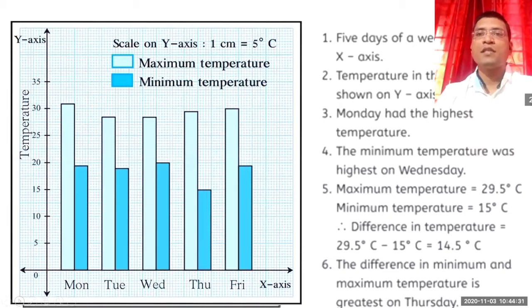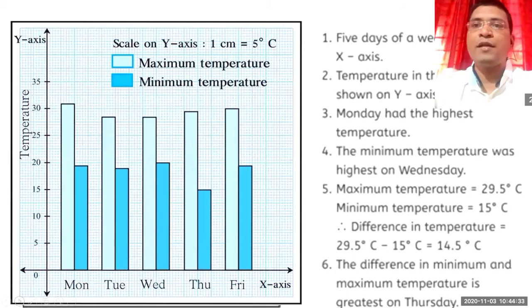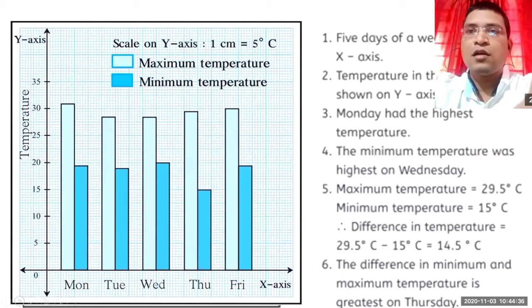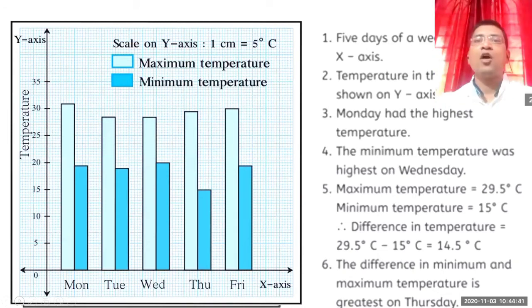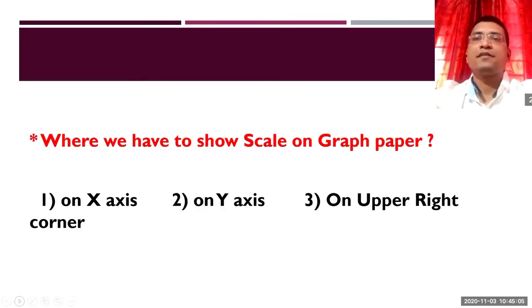Now the last answer: the difference between minimum and maximum temperature is greatest on Thursday. On Thursday, look at the joint bar graph. You will notice the difference between the maximum temperature and minimum temperature is highest. Okay, the maximum difference is there compared to the other joint bar graphs. Look at the next slide.